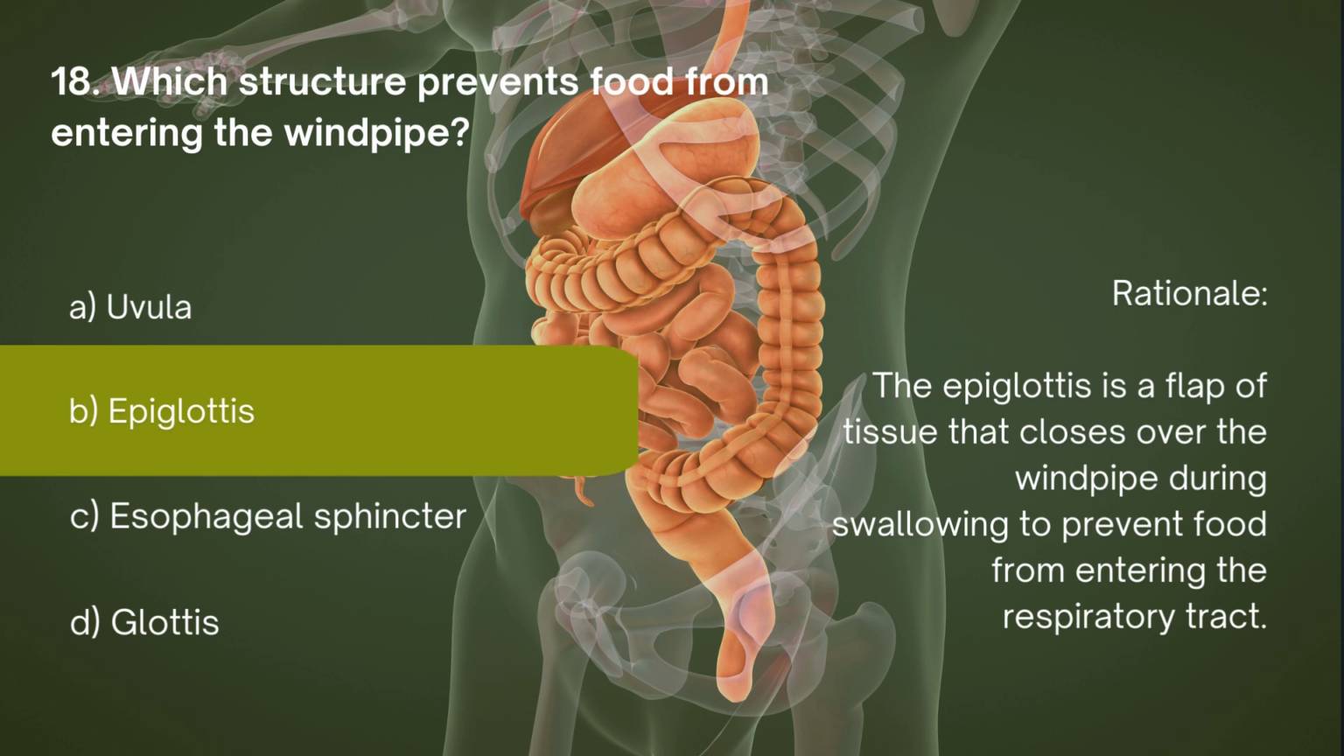Rationale. The epiglottis is a flap of tissue that closes over the windpipe during swallowing to prevent food from entering the respiratory tract.